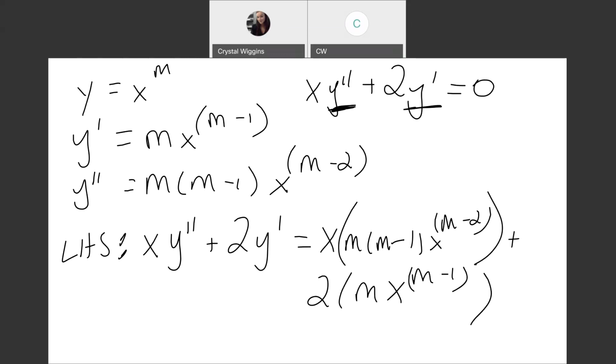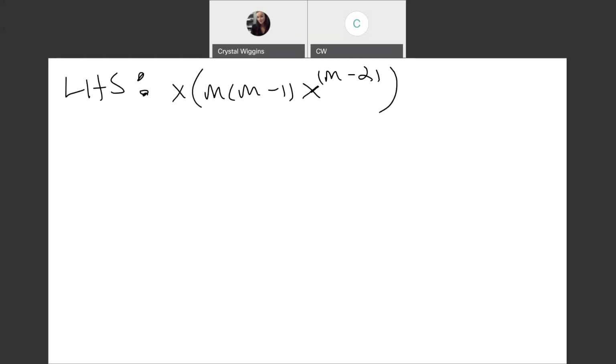Okay, I've made my substitutions. Now I'm really not sure what to do with this. So I look at the right-hand side of the equation and I see, okay, I'm just going to be setting this equal to 0 and then solving for m. So I probably want to do some sort of simplifying to make my life a little easier to do that. So let's rewrite it again. The left-hand side of the equation that we just made the substitutions for was x times the second derivative plus 2 times the first derivative.